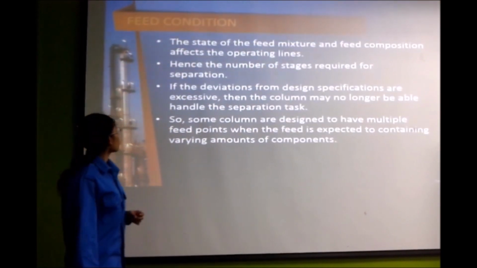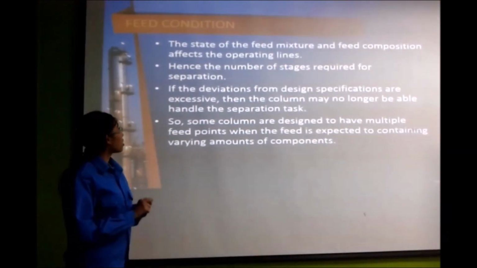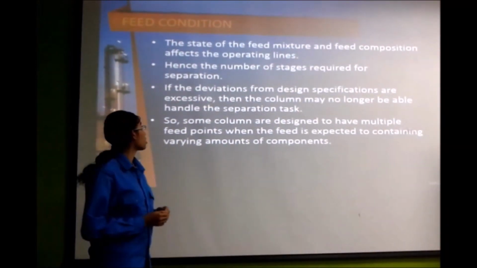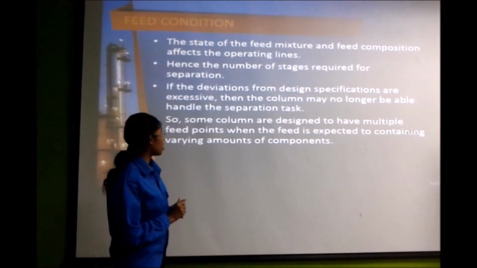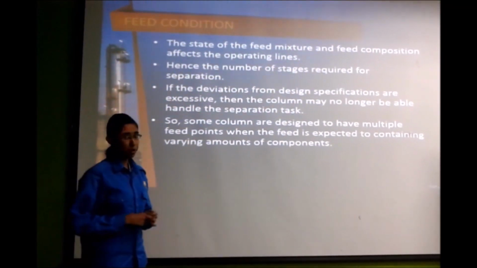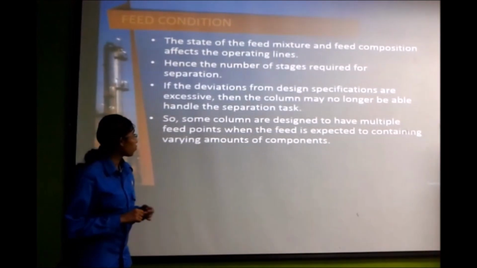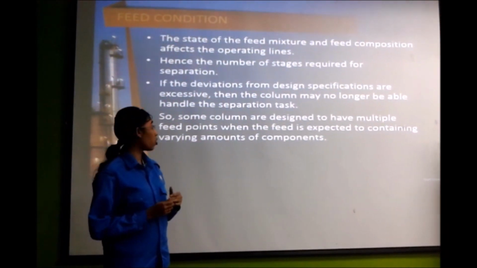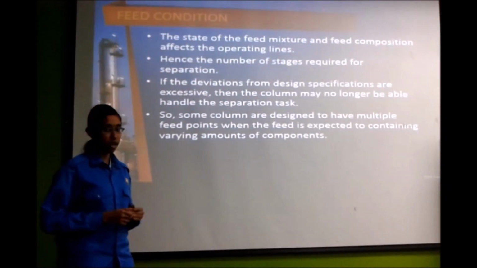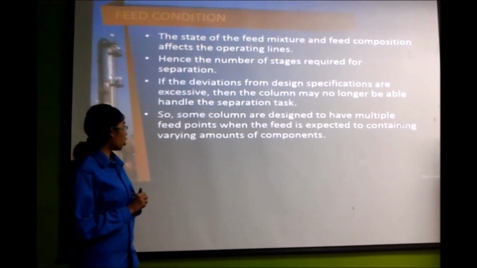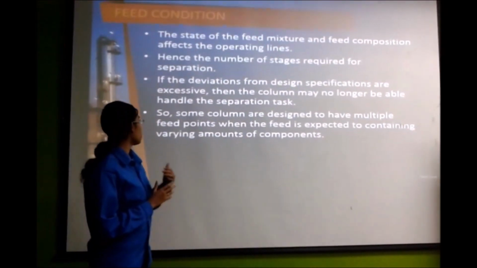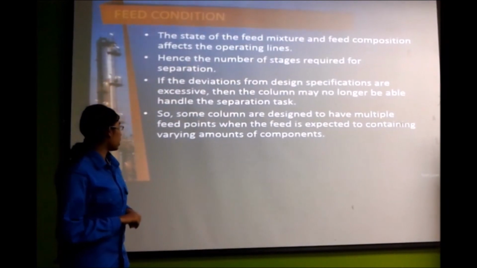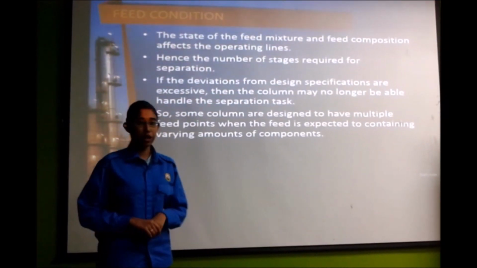Next, feed condition. The state of the feed mixture and feed composition affect the operating lines, hence the number of stages required for the separation. If the deviations from design specification are excessive, then the column may no longer be able to handle the separation task. So, some columns are designed to have multiple feed points, when the feed is expected to contain varying amounts of components.